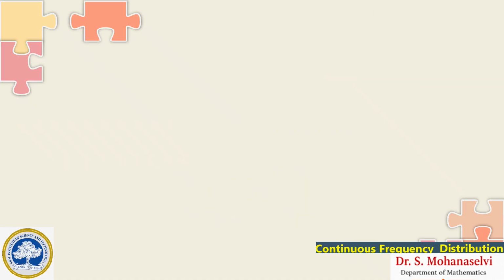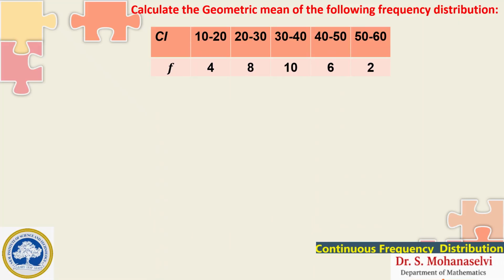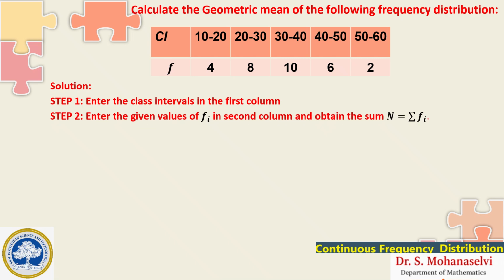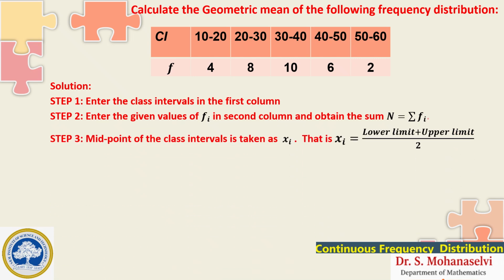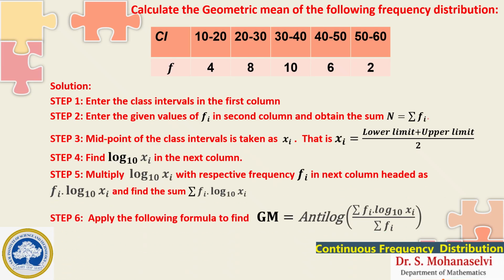Let us now calculate the geometric mean for continuous or grouped frequency distribution. Since the data are given in class intervals, we cannot use the class intervals directly. First, we calculate the midpoint of each of the class intervals. Next, we find the logarithm of each of the midpoints. Then we multiply each logarithm by its corresponding frequency, and then we calculate the geometric mean.